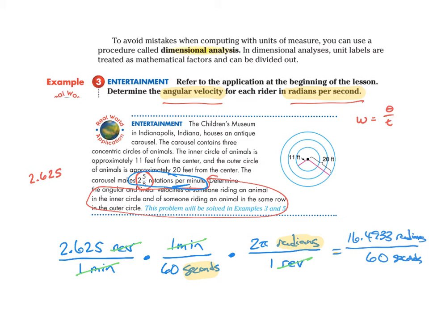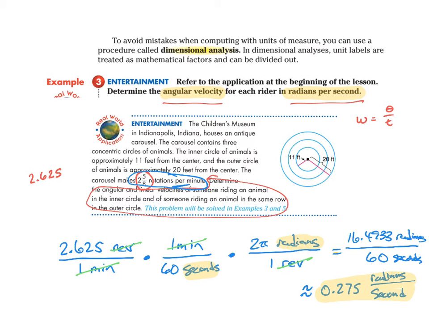And then if we go ahead and do 16.4933 divided by 60, we end up with approximately 0.275 radians per second. And that turns out to be the answer for the angular velocity. 0.275, or 0.28 if it went around to the hundredths.